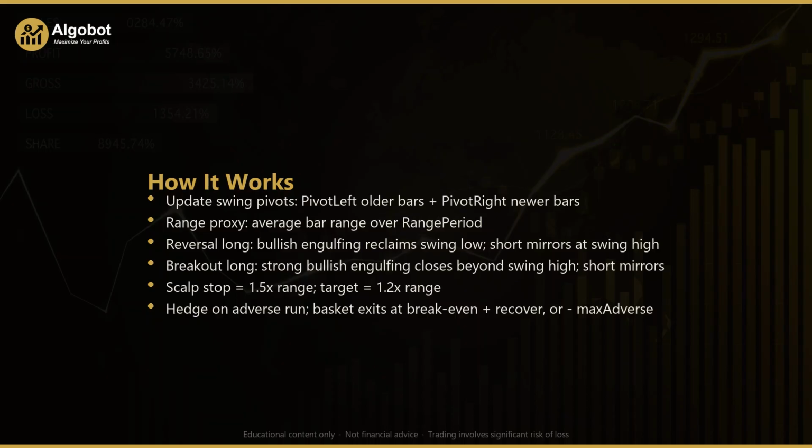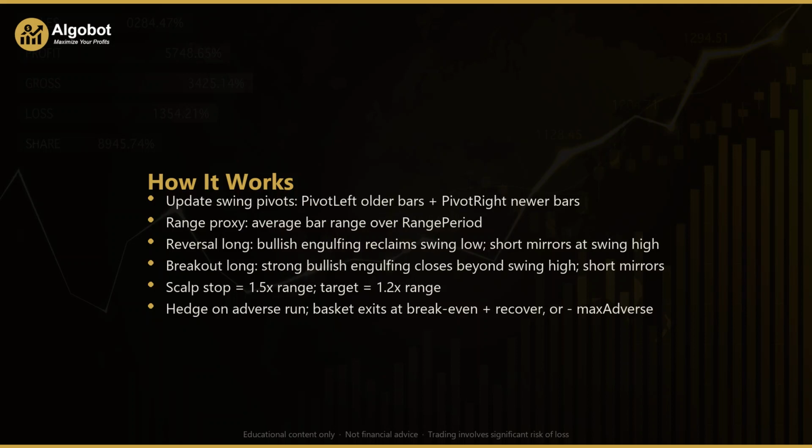When a signal is valid, the strategy opens a single primary position. The stop loss is placed at 1.5 times the range, and the take profit at 1.2 times the range, both scaled from that same volatility proxy. If that primary position runs adverse by 1 full range, the HedgeTrigger, the strategy opens a larger opposite leg at twice the size, removes the scalp stops, and hands control to a volume-weighted break-even on the whole basket.